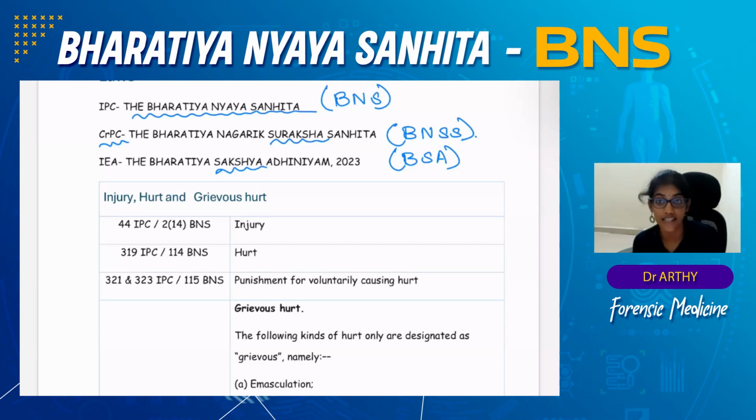Inquest is inquiry into the cause of death, and that is what is dealt with in section 194 BNSS and 196 BNSS, police and magistrate inquest, respectively. What happened to perjury and everything? Again, perjury was in 191.